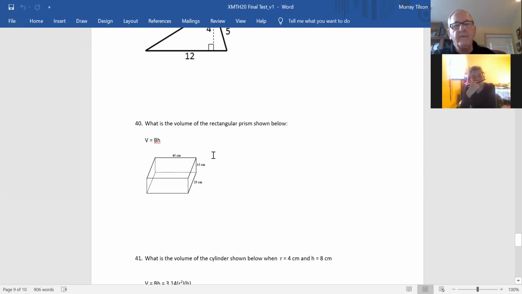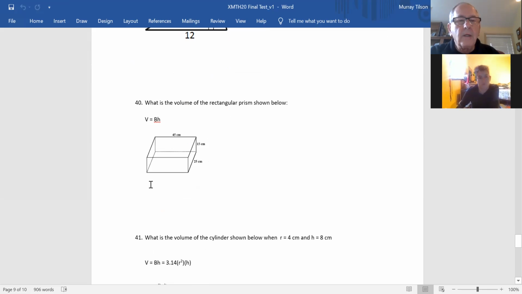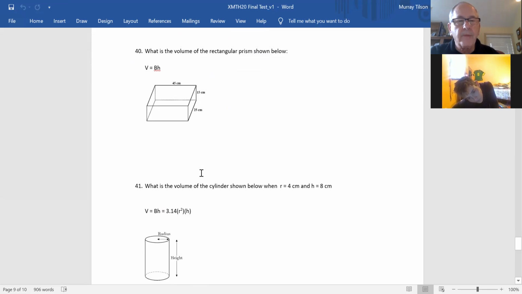Volume of a rectangular prism, it's just a box, right? The volume is equal to capital B, the base, the top or the bottom, times the height, right? So this particular one would be like 45 times 25 times 15, right?